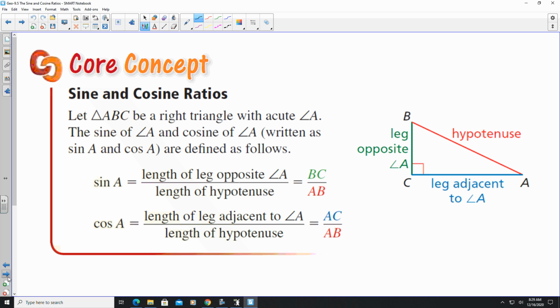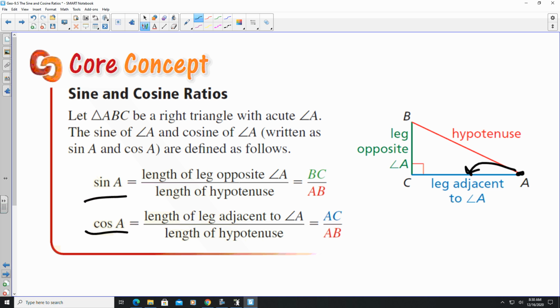So in this particular table, they're both using it with respect to angle A. The sine of angle A is a ratio of the opposite side length to that angle divided by the hypotenuse. The hypotenuse never changes, doesn't matter if you're looking at angle A or angle B. For cosine, the numerator is the adjacent side measurement divided by the hypotenuse.